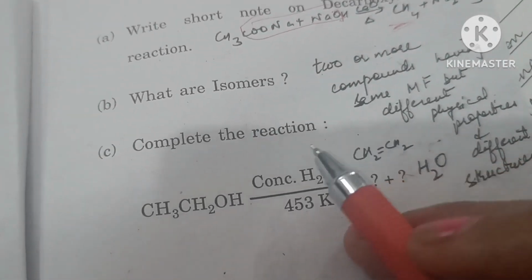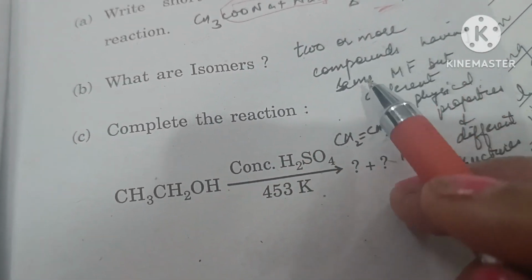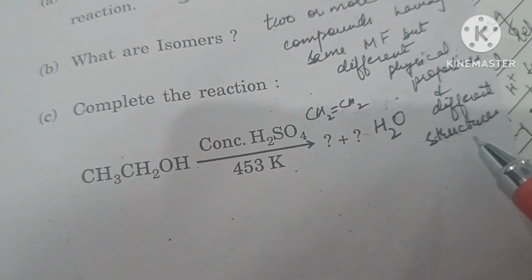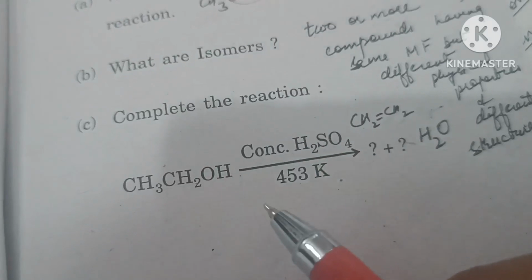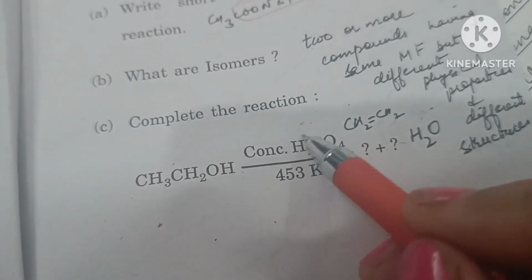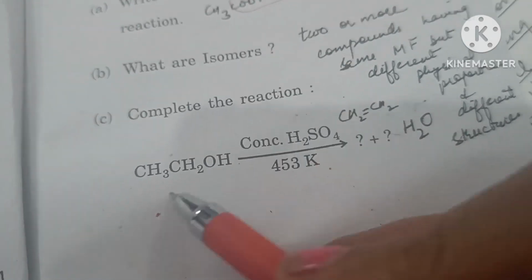What are isomers? Two or more compounds having the same molecular formula but different physical properties and different structures are called isomers. Complete the reaction.